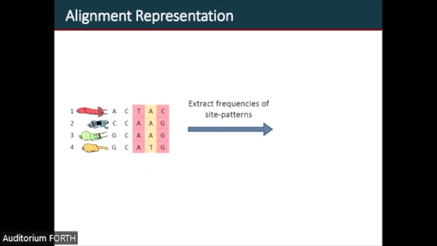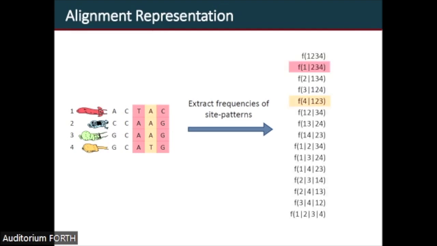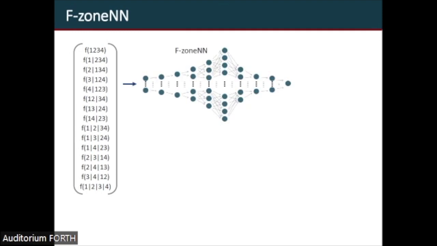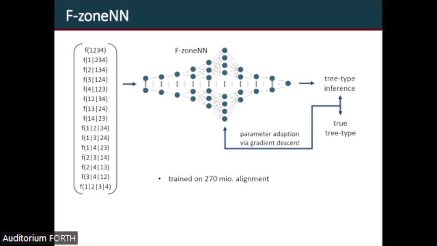With this, we can extract the frequencies of the site patterns and have one vector of site pattern frequencies, which is used as input to the neural net. This neural network is a standard feed-forward neural network with one output value, which indicates if a Ferris or Felsenstein tree is inferred. The training took place on these 270 million alignments I talked about, with a normal gradient descent algorithm.